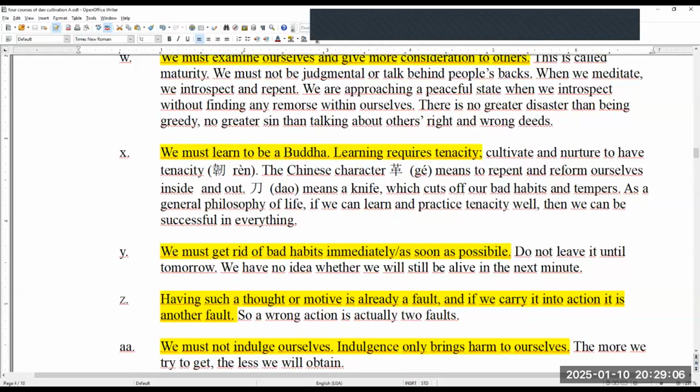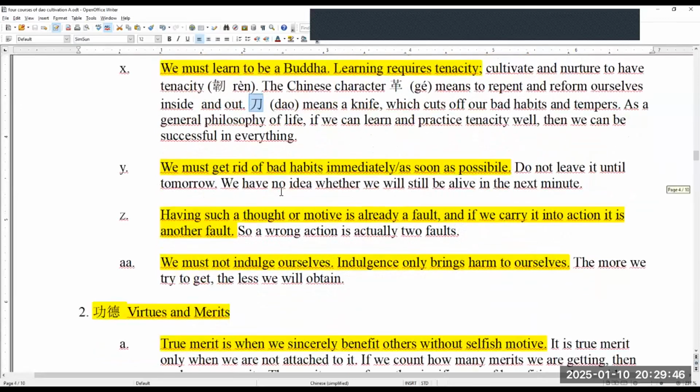To have tenacity really means to have endurance, so to speak. According to this, cultivation and nurture, to have tenacity, which is the character ge, means to repent and reform ourselves inside and out. And of course, it has the Tao part, which basically means the knife that will cut off our bad habits and tempers. As a general philosophy of life, if we can learn and practice tenacity well, then we can become successful in everything. And that's true.